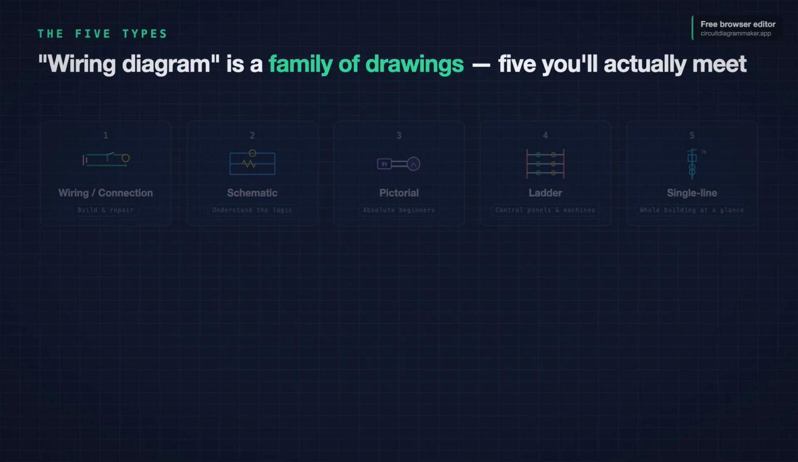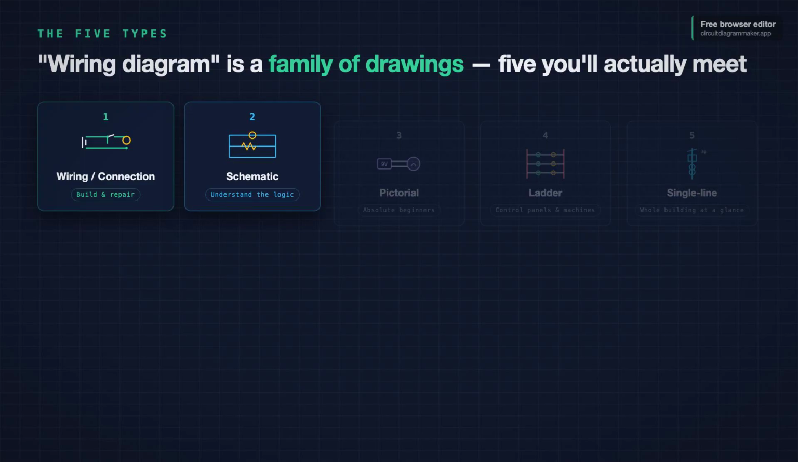First, the wiring diagram itself, also called a connection diagram. It shows the real parts and the real wires between them, roughly where they sit. This is what you use to actually wire something up. Second, the schematic. It throws away physical position and shows only the electrical logic. Clean symbols, straight lines, easy to follow. Engineers reach for this to understand how a circuit works.